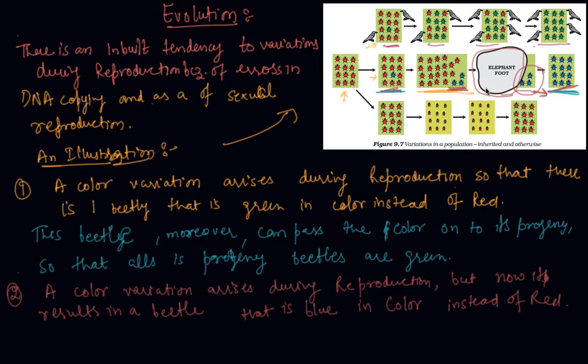So it is obvious that in both situations, what started out as a rare variation becomes a common characteristic in the population. As you can see here, there was only one green in the start and only one blue in the start, but now at the end all the greens and all the blues. In other words, the frequency of an inherited trait changed over generations. So this is the essence of the idea of evolution. This is how evolution takes place.